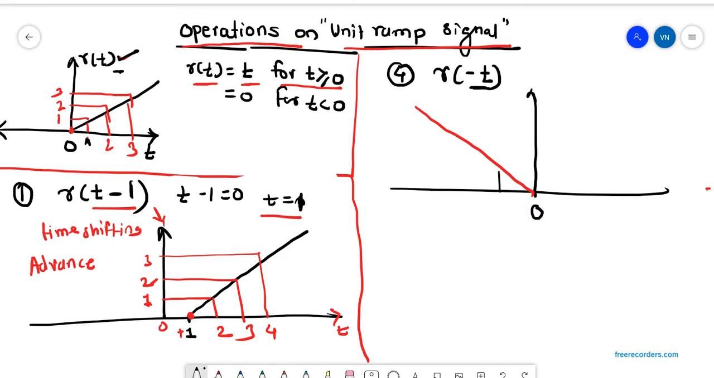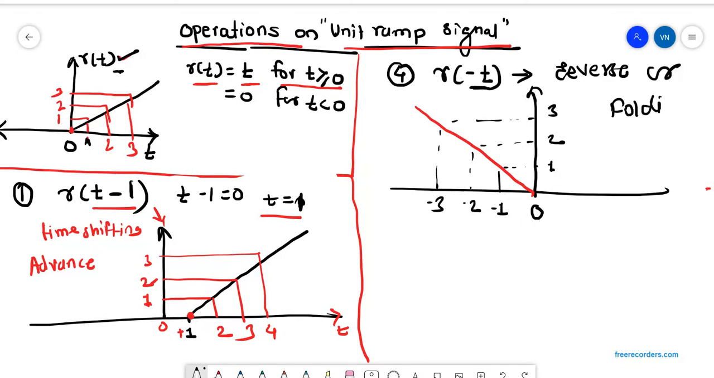So 1 has a 1 amplitude, minus 1 has a 1 amplitude, then minus 2 has a 2 amplitude, again the same, minus 3 has a 3 amplitude, and this is continuous. So whenever we write minus t as compared to the original signal, the meaning is that we have to fold that signal. This type of operation is called a reverse, or we can also call it a folding operation, because I have folded that signal in a reverse way.